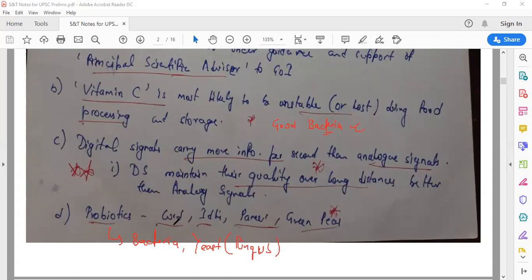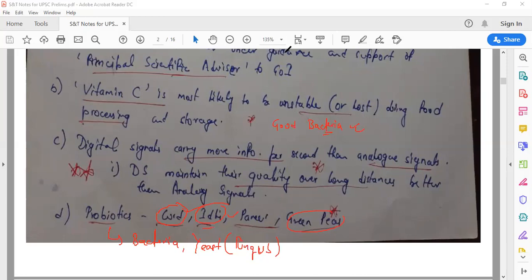Even curd is a probiotic. Even idli is a probiotic. We generally know that curd is a probiotic. Even paneer is a probiotic. But very few people know that even idli is a probiotic. Even green peas is a probiotic. So they can ask which of the following are probiotics: curd, idli, paneer, green peas, and all those. You have to remember curd and paneer, most of you will get right. But you will feel like green peas does not contain probiotics. No, it does contain probiotics.